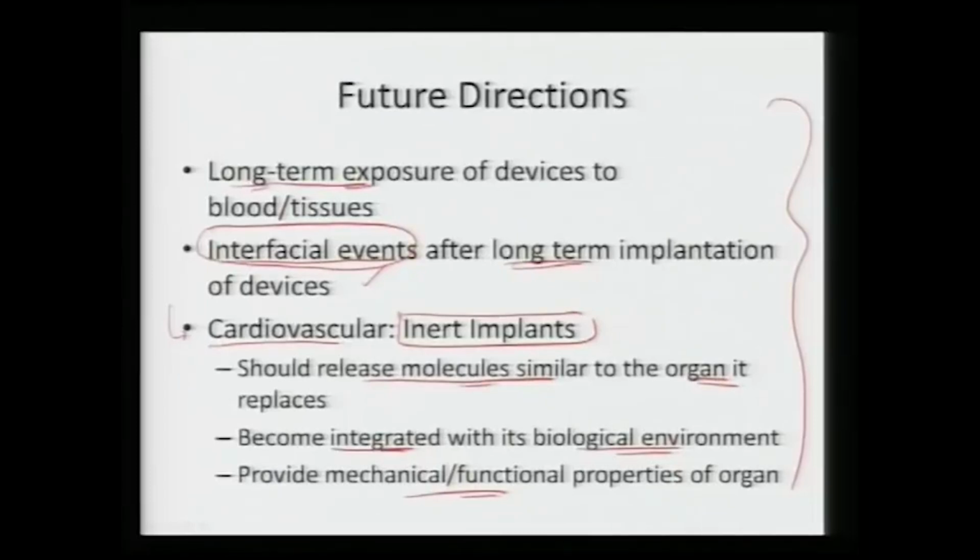effect which arises from the surrounding cells or tissues, and they should release molecules which are similar to that of the organ which it is replacing. It should get integrated with the biological environment, and it should also provide mechanical as well as functional replacement for the organ which it basically is going to serve.